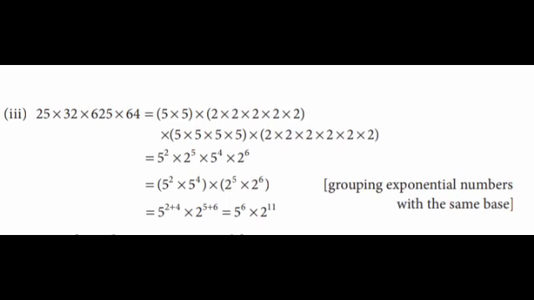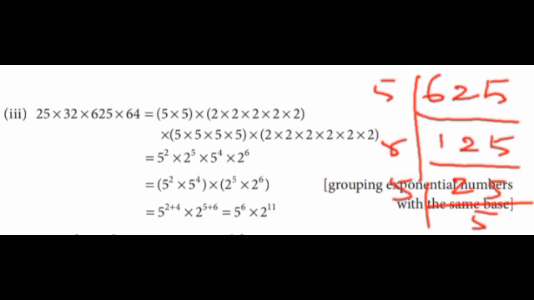Third question. 25 into 32 into 625 into 64. We can write 25 as 5 into 5. 32 as 2 into 2 into 2 into 2 into 2. Divide using prime factorization. Then 625 is 5 into 5 into 5 into 5. See here, I divided already. Then 64 also divide like that. Okay. Now you see 5 square, 2 power 5, 5 power 4 and 2 power 6.